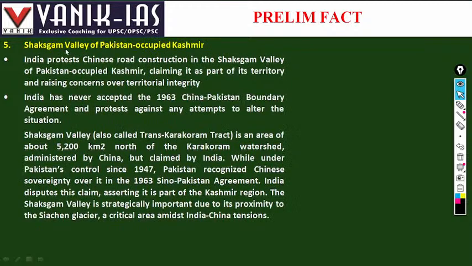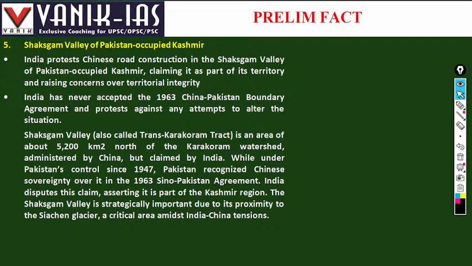The Shaksgam Valley of Pakistan-occupied Kashmir: India protests China's road construction in the Shaksgam Valley of Pakistan-occupied Kashmir, claiming it as part of its territory and raising concern over the territorial integrity of India. India has never accepted the 1963 China-Pakistan boundary agreement and protests against any attempt to alter the situation.